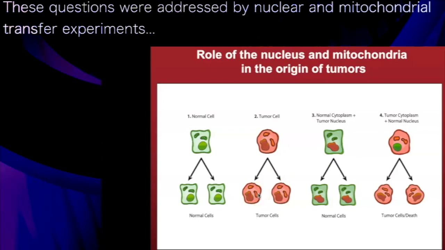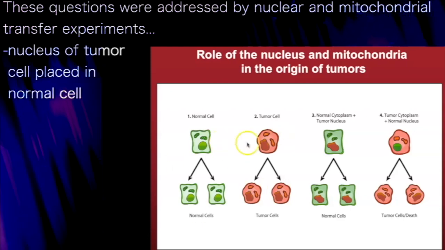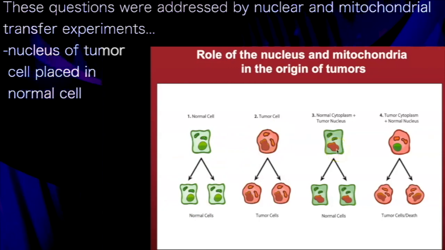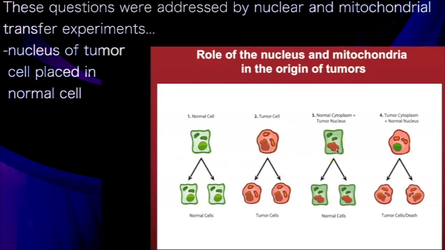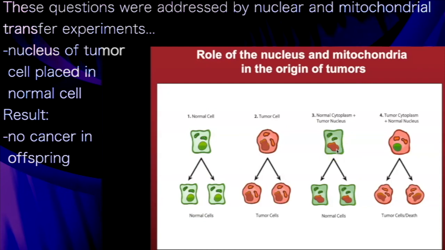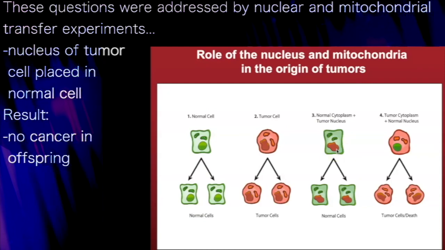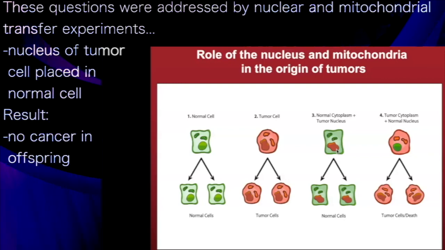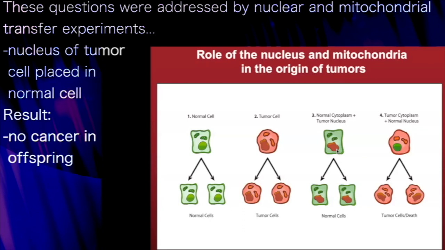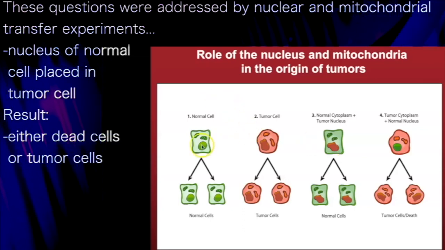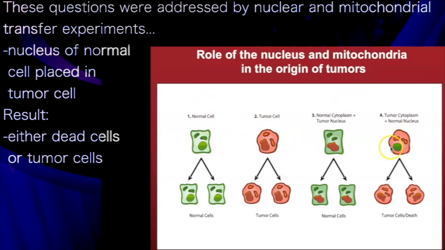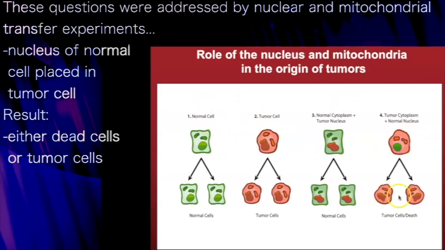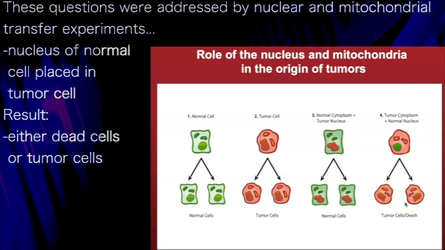These experiments were addressed quite clearly by nuclear and mitochondrial transfer experiments. So the nucleus of the tumor cell is then placed in the cytoplasm of a normal cell. And what was found is that there were normal cells produced, sometimes normal tissues, and sometimes a mouse or a frog cloned from the nucleus of a tumor cell, but these organisms showed no cancer. On the other hand, the nucleus of the normal cell was placed in the cytoplasm of the tumor cell. Rather than forming normal cells, they continued to produce either dead cells or tumor cells.